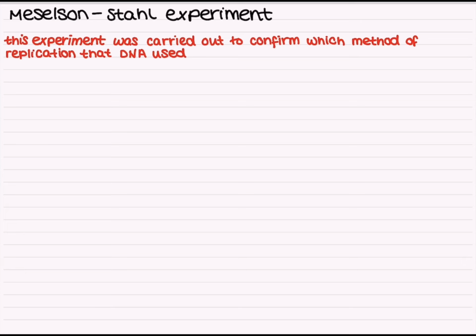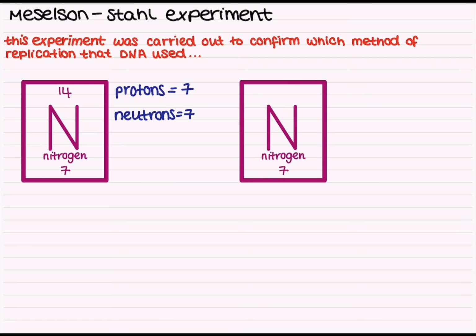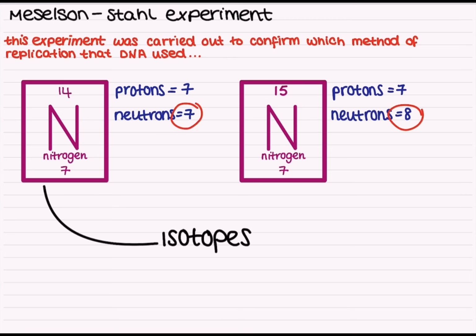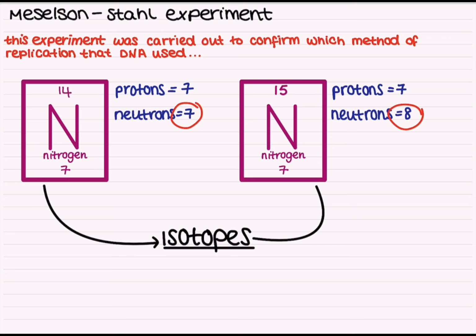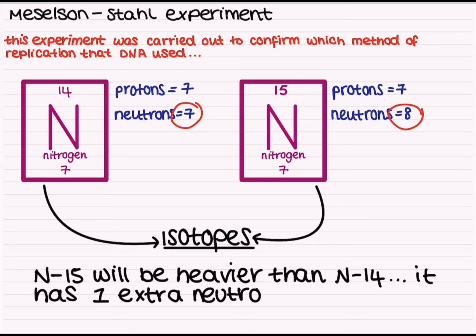Now, element nitrogen has two stable isotopes, nitrogen-15, N15, and nitrogen-14, N14. Now, nitrogen N15 has a slightly heavier mass due to the presence of one additional neutron in the nucleus. This meant that during centrifugation, substances derived from N15 would have a higher density than those made with N14, and that would be observed. So they cultured E.